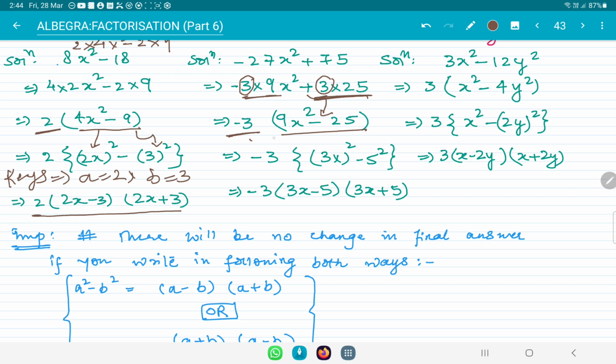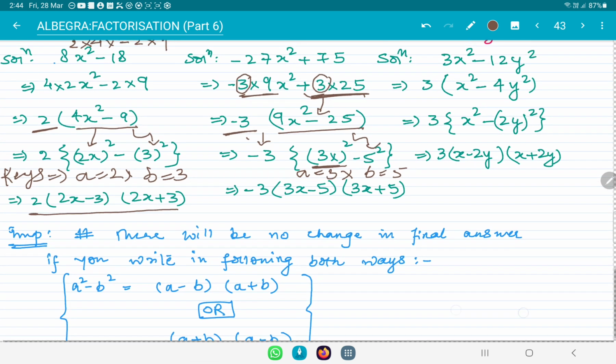Okay. So here again see, minus 3, and 9x square can be written in the form of 3x whole square, and 25 is 5 square. So what are the keys? a is 3x, and what is b? b is 5. So just write in your final formula. So minus 3 into 3x minus 5 into 3x plus 5.